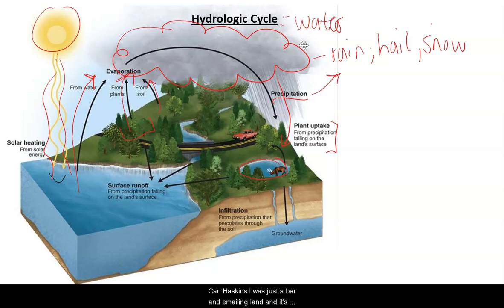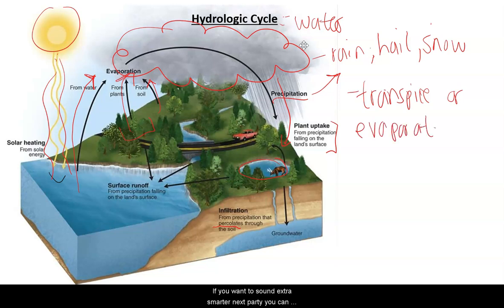Barr emailing me. Another thing can happen once precipitation hits land, and it's something called percolation. So it's a really important word for you to know. So we have water can transpire, or it can evaporate.